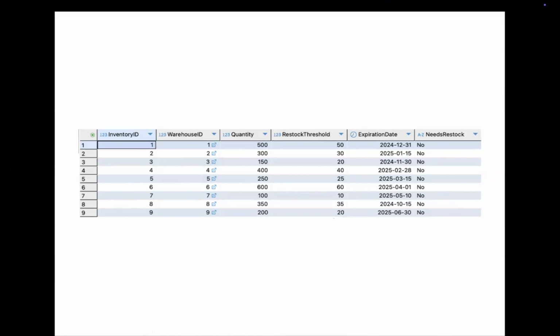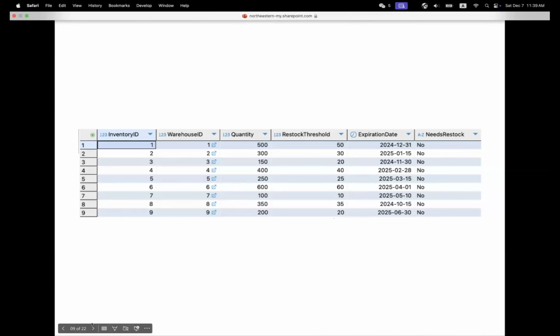The logic is if a quantity is below or lower than the restock threshold here, you have to say yes. No, yes here, but obviously right here the quantity is all above the restock threshold, so it's all no here. Okay. Thank you for your question.